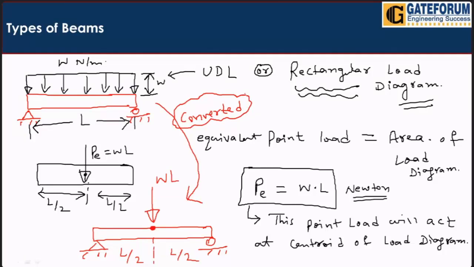So please remember, the equivalent point load will always be equal to the area of the load diagram, and that point load will act at the centroid of the load diagram. Area will be the value of the point load. Very simple. Similarly, I can go for UVL also, and this is valid for any type of distributed load.